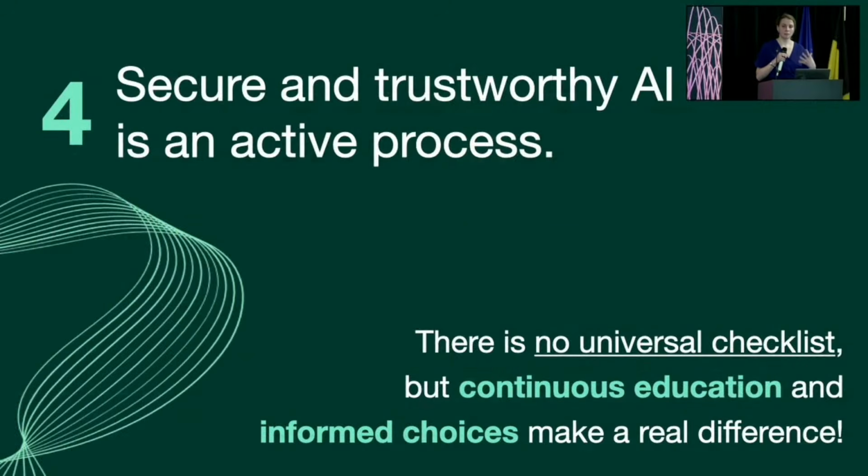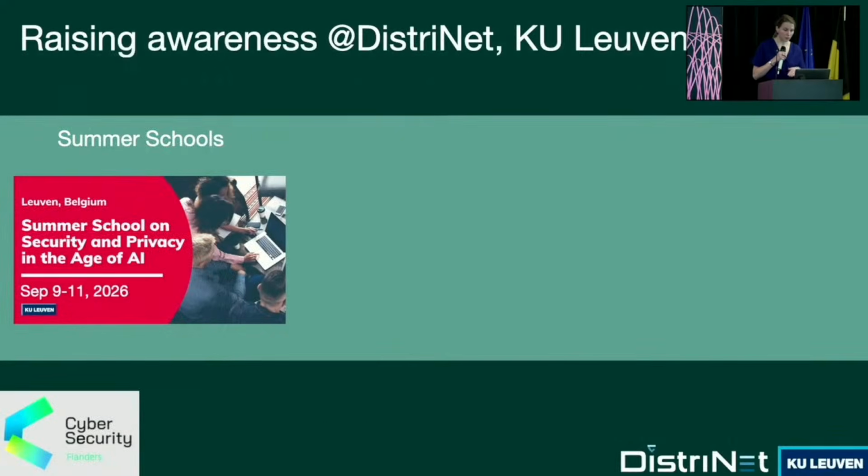So it's a continuous process through educating, through events like this one, through building community-driven efforts in order to make AI continuously trustworthy. And in that spirit, I want to bring your attention to some activities that we do at our university in order to support that process. So we run annual summer schools on security and privacy in the age of AI. You're welcome to check it out on our website.